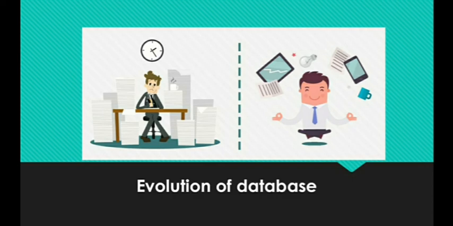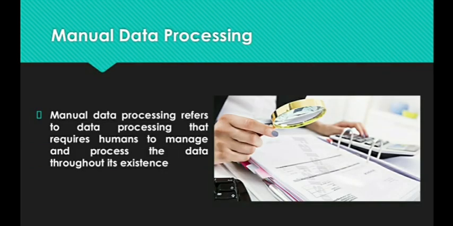Coming to manual data processing, as the name says, everything was done manually. Hence, we call it the paper and pencil system. However, as organizations grew and reporting requirements became more complex, keeping track of data in a manual file system became more difficult. Therefore, companies looked to computer technology for help.